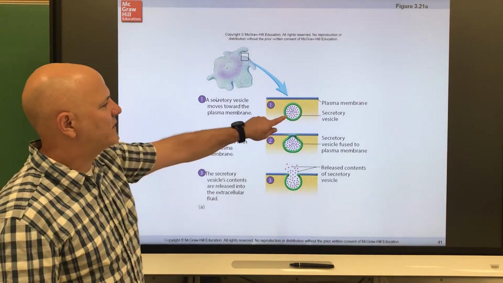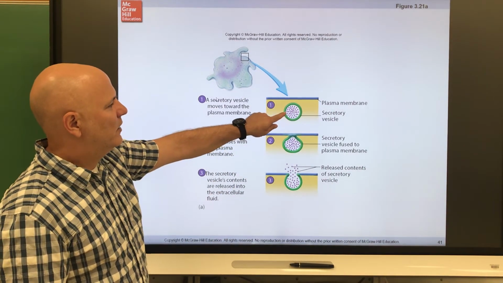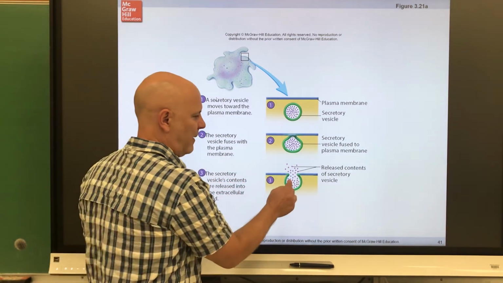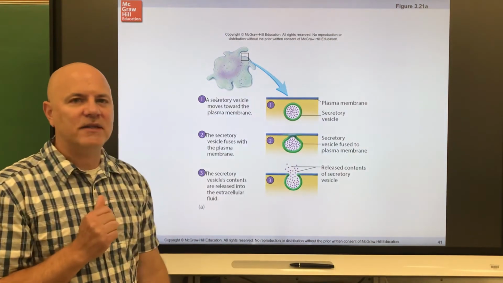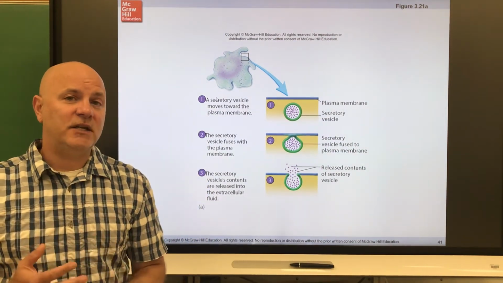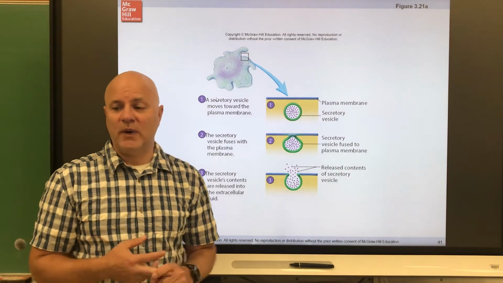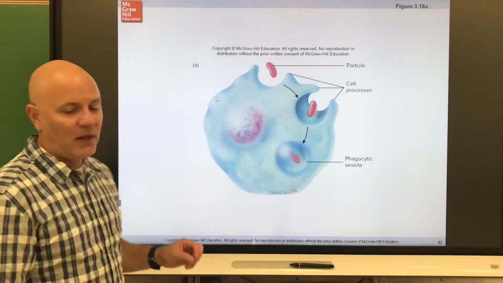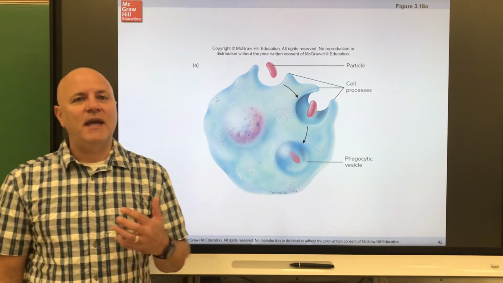So here we have something in a vesicle. What's going to happen here, it's going to fuse with the plasma membrane. The plasma membrane is going to open up. It's going to release those contents out of the cell. This is how we get saliva out of salivary glands, tears out of lacrimal glands, and sweat out of sweat glands. If we're going to go in the opposite direction, this is called endocytosis.